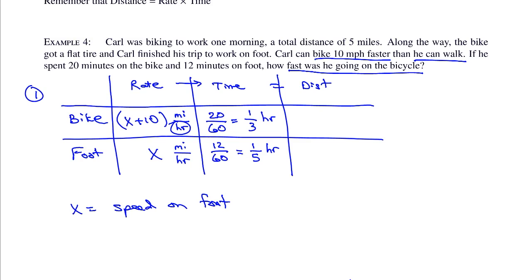And now we multiply across to get the distances. So we're going to have the rate of x plus 10 times the amount of time, it's 1/3, and we'll have the rate of x times 1/5. Now together, Carl spent time biking and then walking on foot. So the distance that he biked plus the distance that he walked is going to equal the total distance, which was 5 miles.